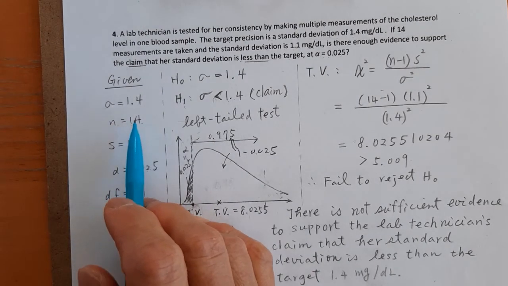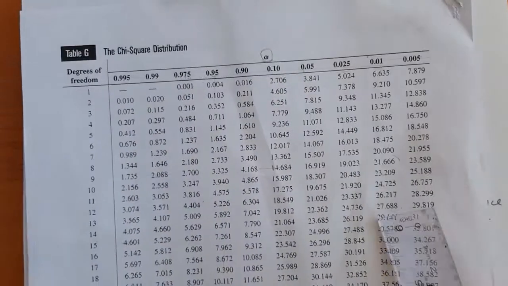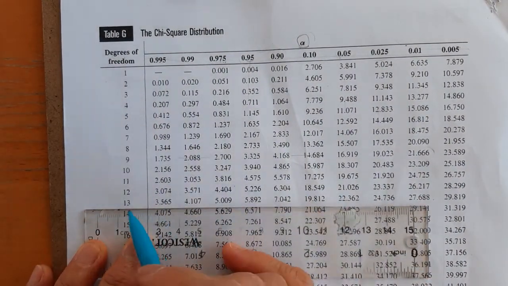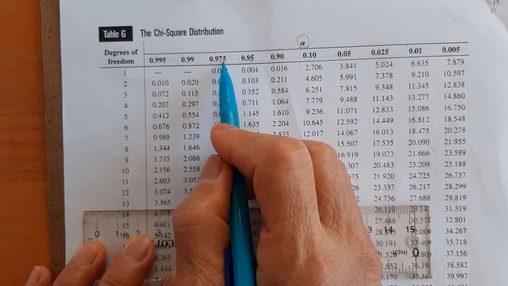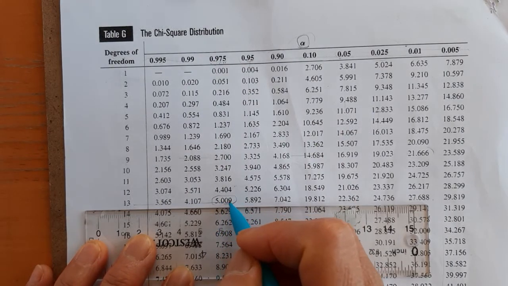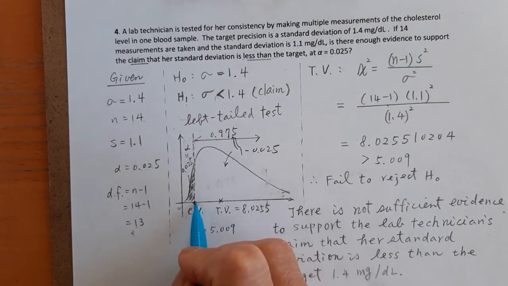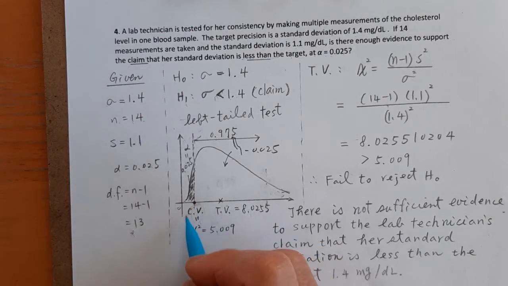Since n equals 14, minus 1 is 13. So the degrees of freedom is 13. 13 is here with 0.975 to the right. So this chi-square is 5.009. So this critical value, this chi-square, is 5.009. That's the critical value.